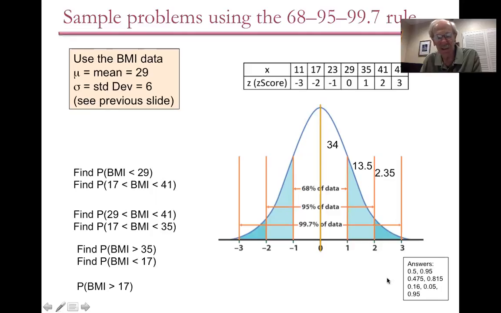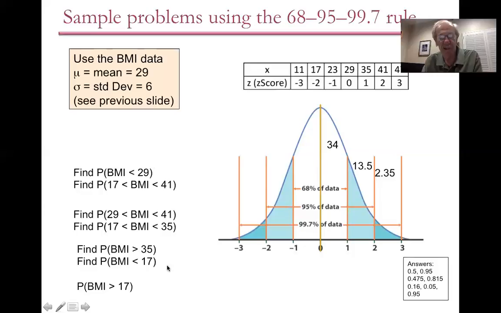We got that. For this one, it's 17 to 35. 17 is minus 2 and 35 is 1. So that's from here to here. Well, that's 34.5 on this side and 13.5 here. So it's 13.5 here, 34 here, and 34 here. So that's 68 plus 13.5, and that's 81.5.